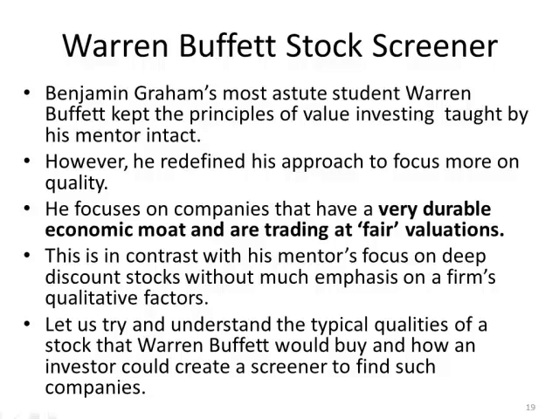So now, how do we create a stock screener for Warren Buffett's approach, taking this into account? Our goal now is to understand what the typical qualities of a stock that Warren Buffett would buy are, and how an investor could create a screener to find such companies. This could be a little bit more tricky than the Benjamin Graham screener, simply because Warren Buffett focused on qualitative aspects, which are obviously more difficult to quantify when we're creating a screener. Whereas with Benjamin Graham, it was quantitative aspects in the first place, so that makes it easy to screen out companies. But of course, we can still do it. So let's go ahead and see how exactly the Warren Buffett stock screener works.